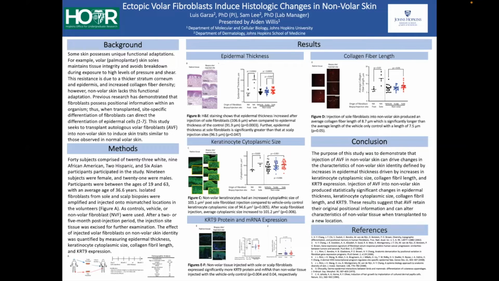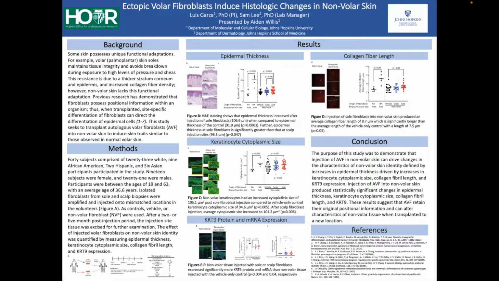It's known that some skin possesses unique functional adaptations that optimize it for certain scenarios. For example, volar skin, which is found on the soles of your feet and the palms of your hand, is particularly resistant to pressure and shear due to an increase in epidermal thickness, and this increase is driven by a thicker stratum corneum and increased collagen fiber density. Conversely, non-volar skin lacks this functional adaptation and actually is more prone to degradation when exposed to pressure and shear.